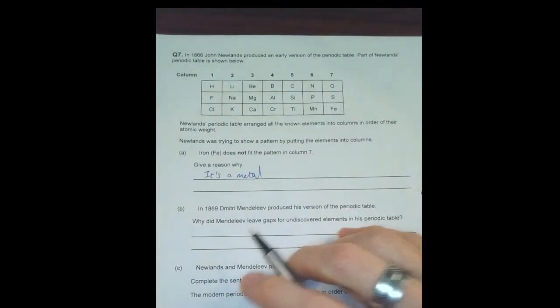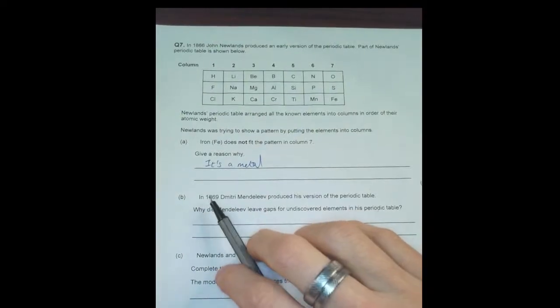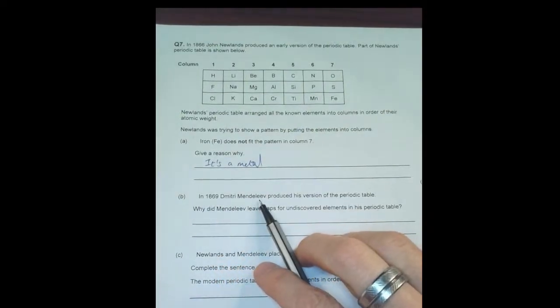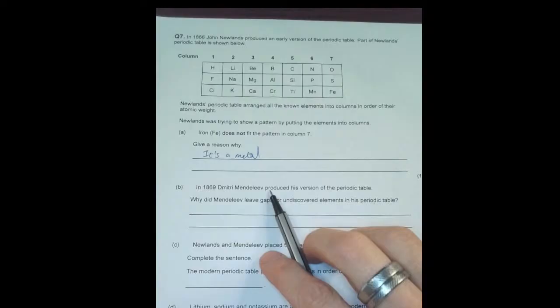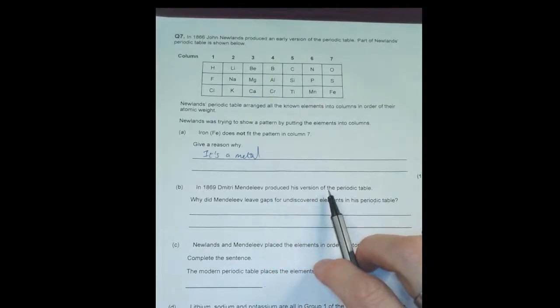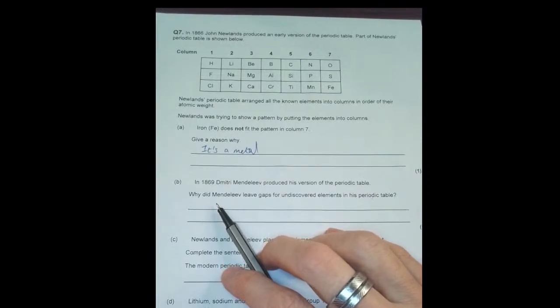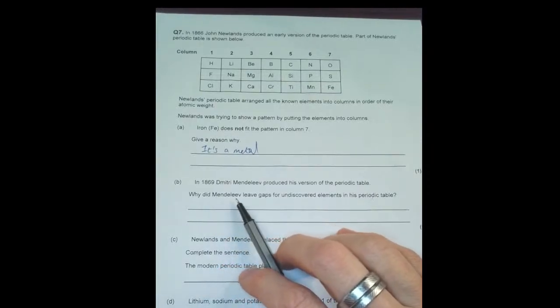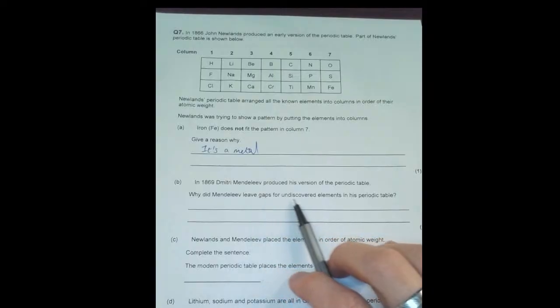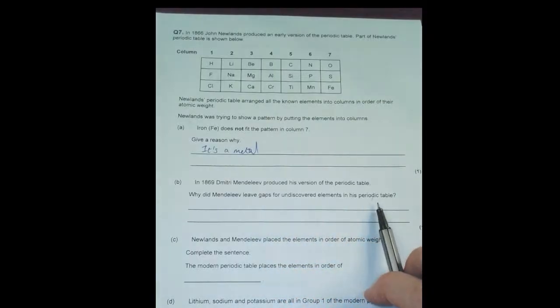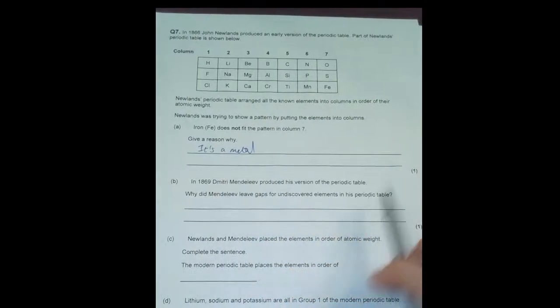So, next question. In 1869, Dmitri Mendeleev, the final boss of the periodic table, produced his version of the periodic table. This is a tricky question. Let's see how good you guys are tonight. Why did Mendeleev leave gaps for undiscovered elements in his periodic table? Why did he leave gaps? What do we think?